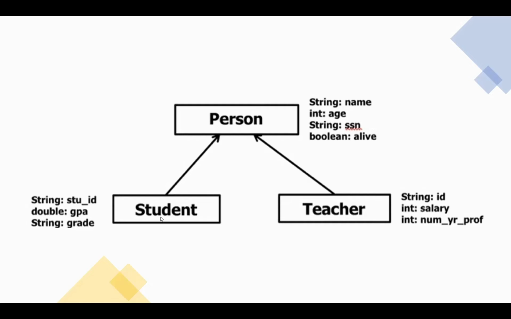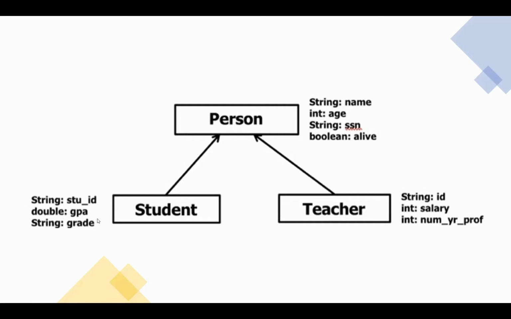Let's take student as an example. For the derived class, a student is a person, but with additional attributes and perhaps methods that are specific to students. These might be like student ID, GPA, and a grade. So in Java, the relationship is established using the extends keyword. The declaration class student extends person means that student inherits all the attributes and methods of a person while also introducing its own unique elements.